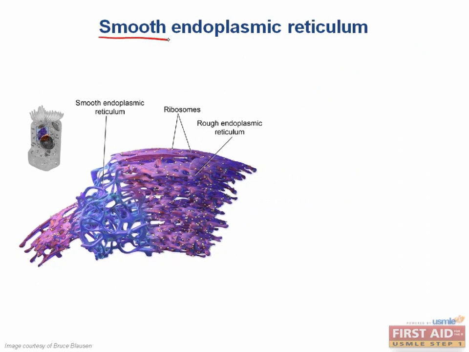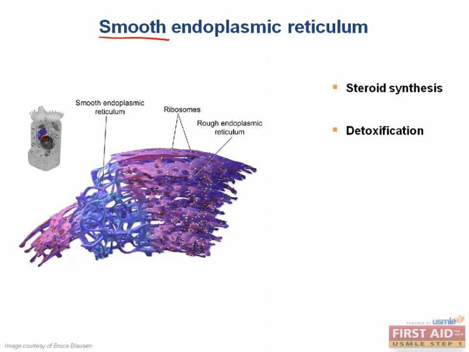Okay, what about the smooth endoplasmic reticulum? How is this different from the rough ER? Well, the smooth ER does not have ribosomes attached to it and has no role in protein synthesis, but it has two main functions, which are steroid synthesis and detoxification of drugs and poisons.